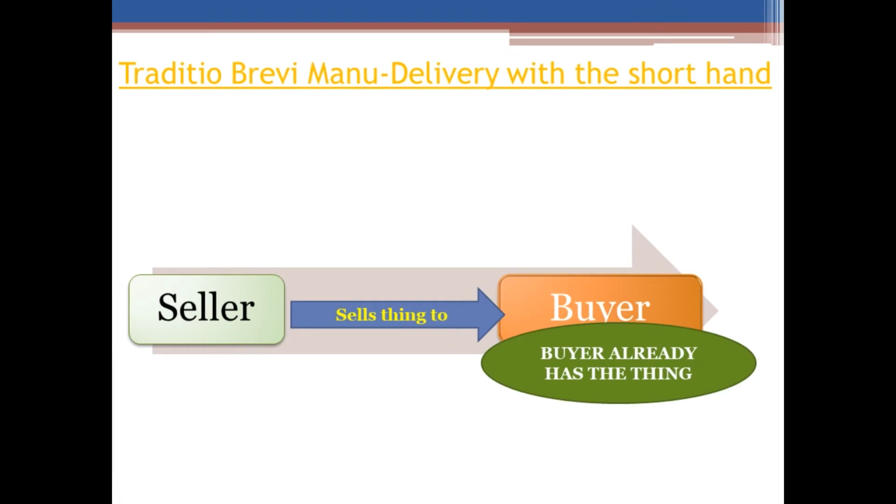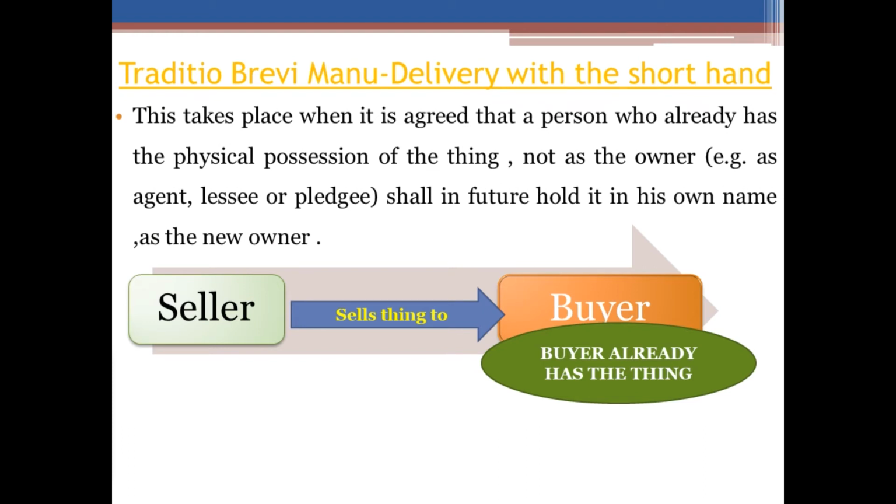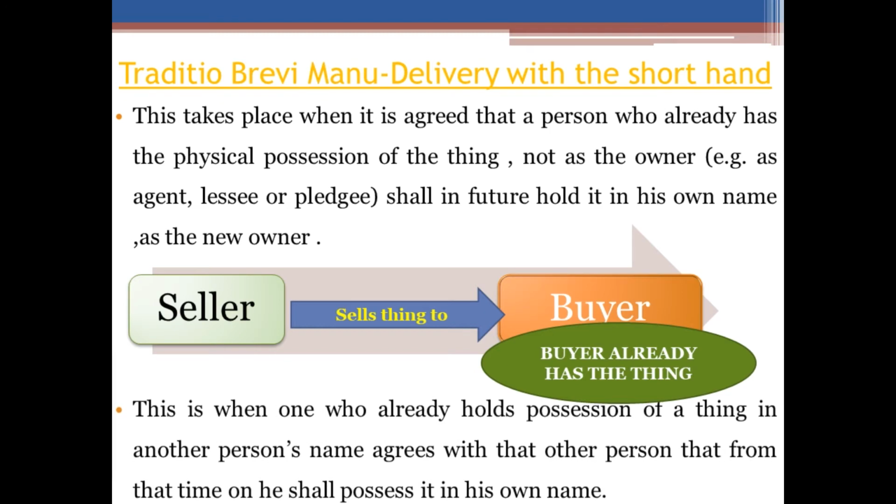Delivery with the short hand. This takes place when it is agreed that a person who already has the physical possession of a thing, not as the owner though, but keeping it for the seller, shall in future hold it in his own name as the new owner. So the seller sells a thing that the buyer already has, and the buyer just keeps it as before, but now not for the seller, but in his own name. That is delivery with the short hand.